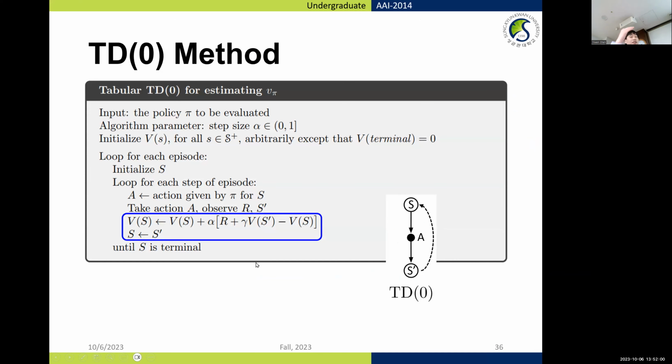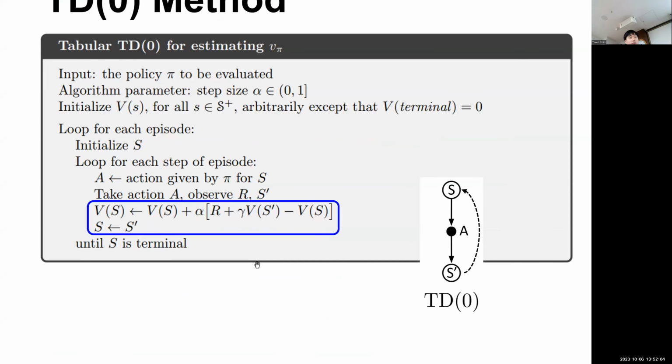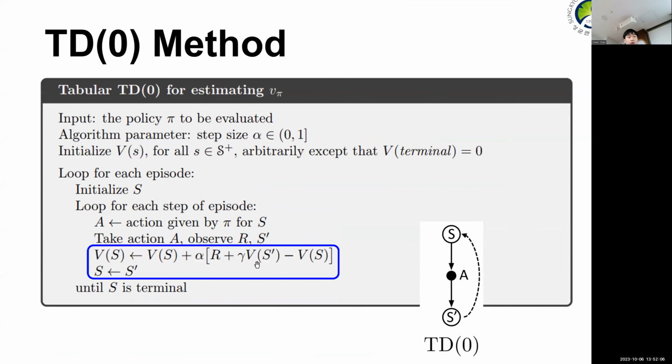Now, based on this setting, we can design a new method based on TD. Others are the same. Our input is the policy pi to be evaluated. We have this algorithm step size, so we design this alpha to belong to 0 and 1. Initialize V, except we give the terminal state value equal to 0 because we don't care about the terminal state, okay?